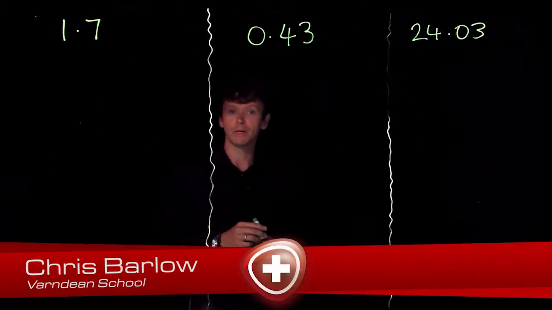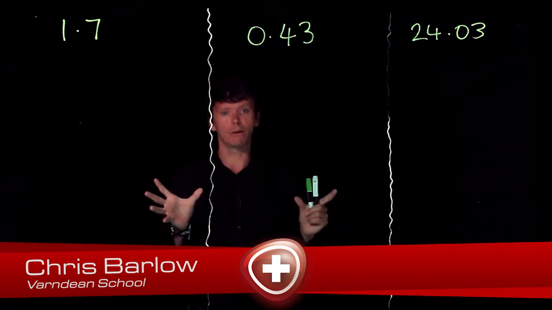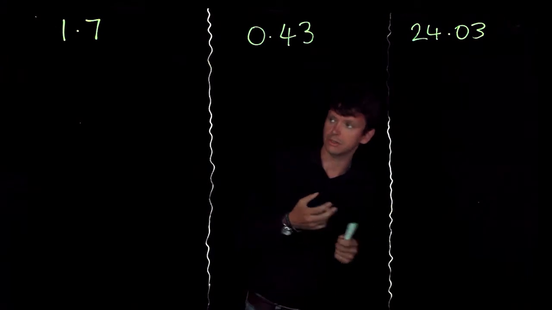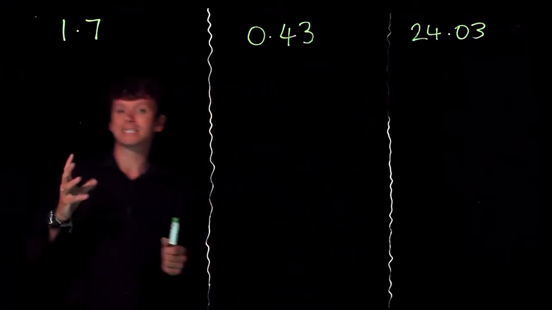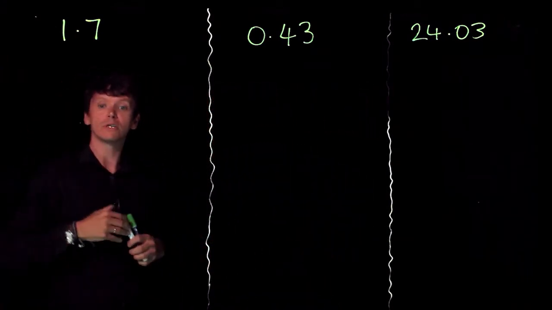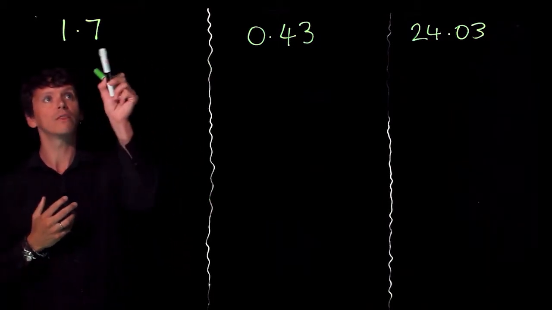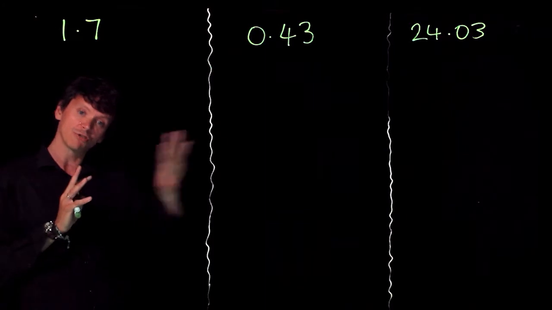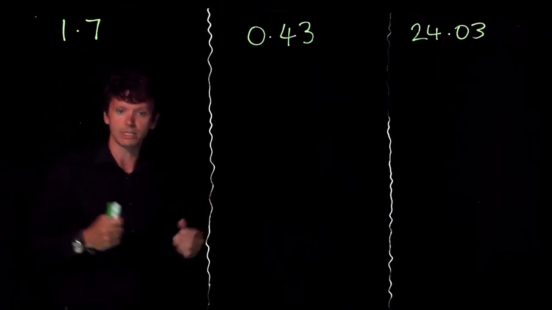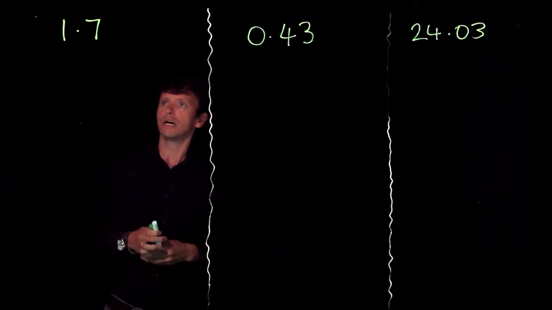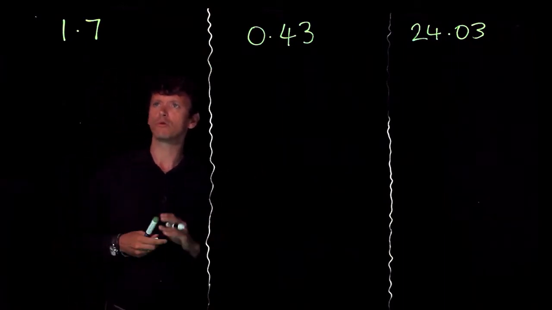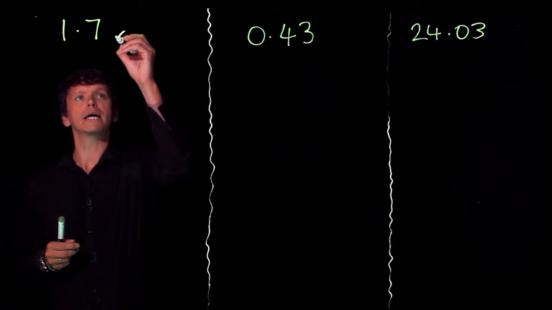Today we are going to be looking at multiplying decimal numbers by 10, 100 and 1,000. We're going to start off here with a simple decimal number. Decimal number just means that there are digits to the right of the decimal point. So if we look at our number 1.7, how do we multiply that by 10?